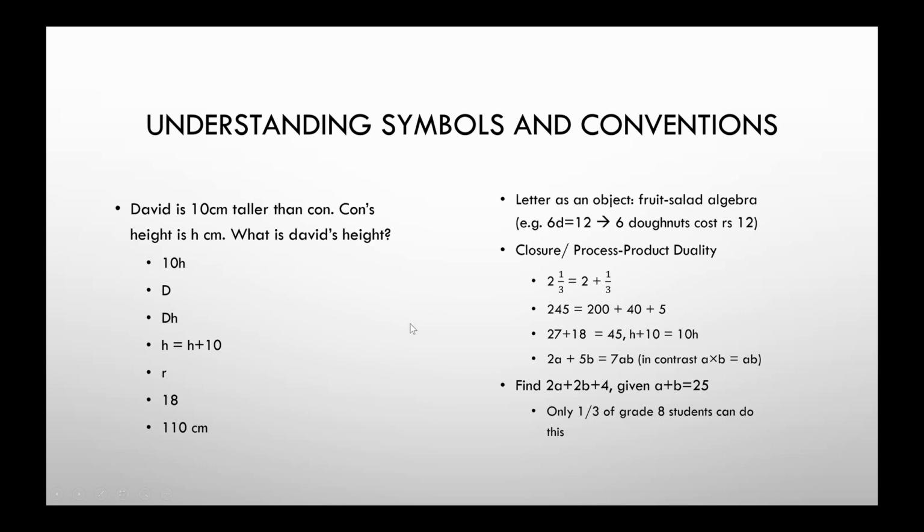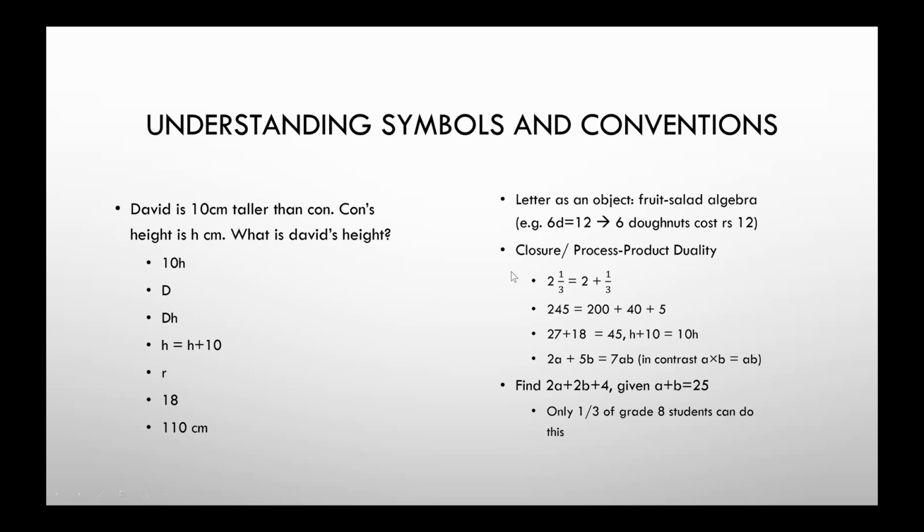So after all, since we use letters so much as short form for objects, P for pencils, R for rubbers, then why can't I just do David's height is DH, H equal to H plus 10. There are also children who write it as R, and I will leave you guessing what this R is. They write it as 18. These two are actually the interesting tricky parts, 110, and they just choose that I'm not going to work with H, I'm going to replace it by 100, and then the height will be 110.